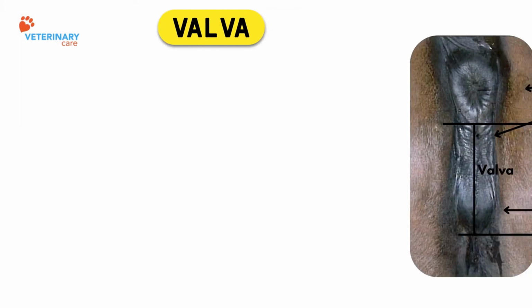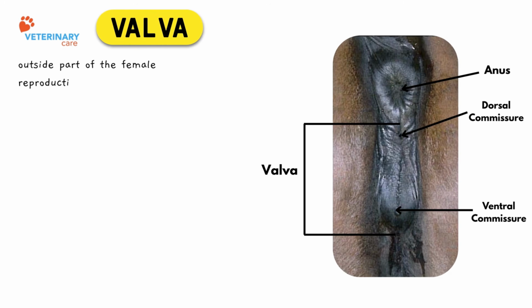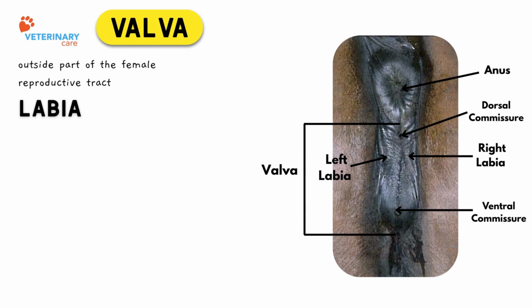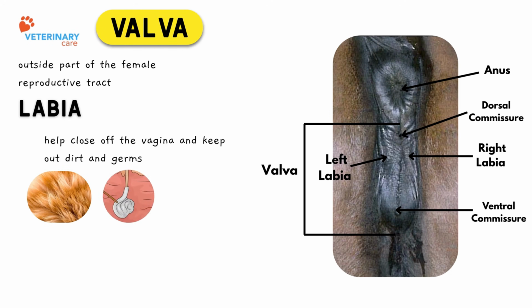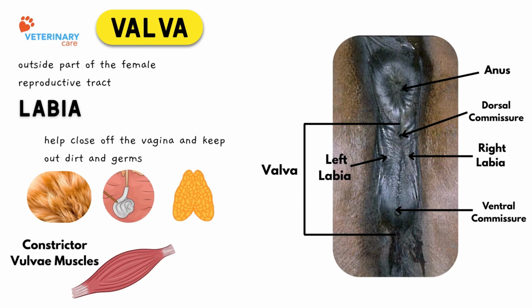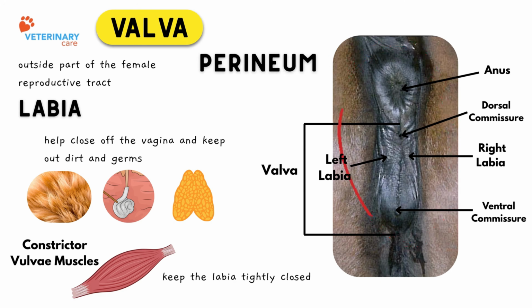Moving on to the vulva, this is the outside part of the female reproductive tract. It has two lips called labia that come together to help close off the vagina and keep out dirt and germs. The skin here has hair, sweat glands, and oil glands, and there are muscles called constrictor vulvae muscles inside that help keep the labia tightly closed. The area around the vulva and anus is called the perineum. Sometimes during birth, this area can tear if the baby is too big or not positioned right.